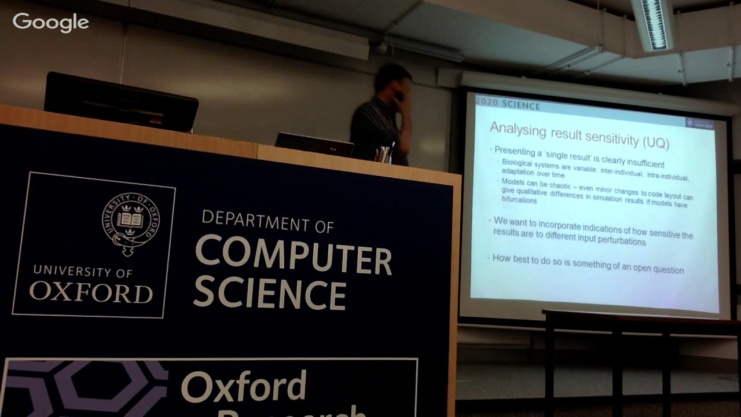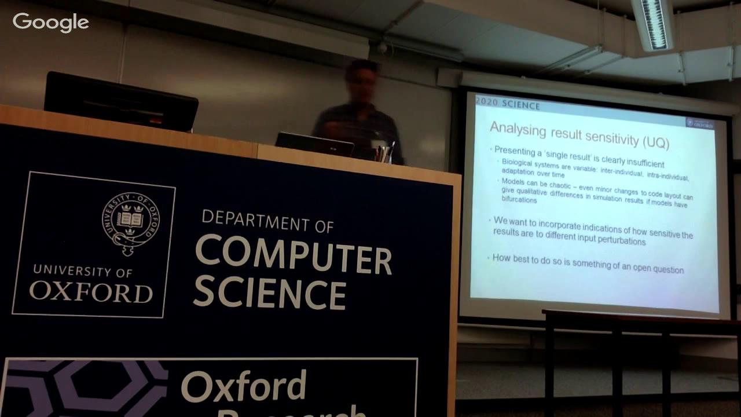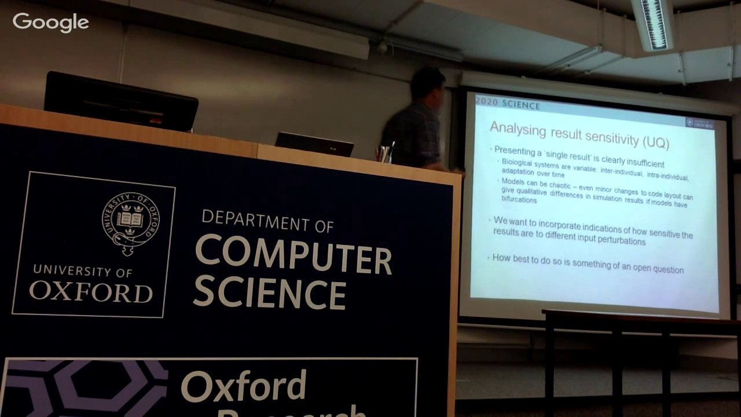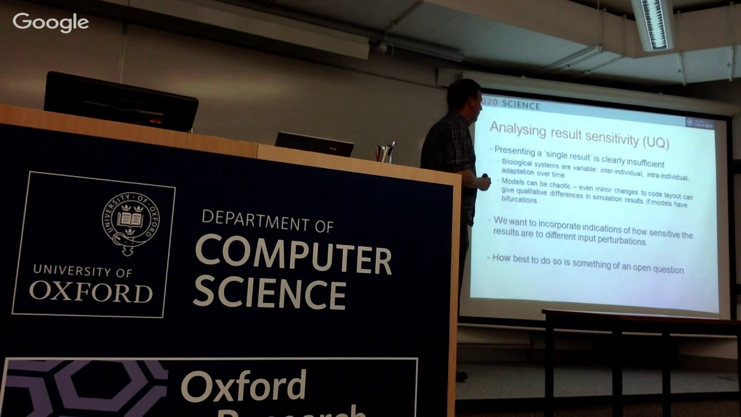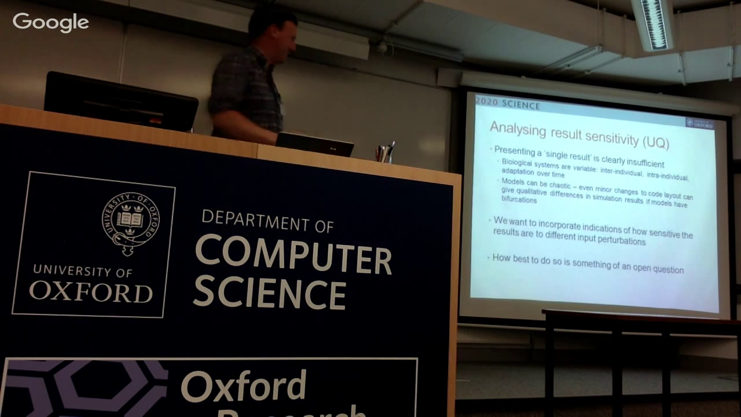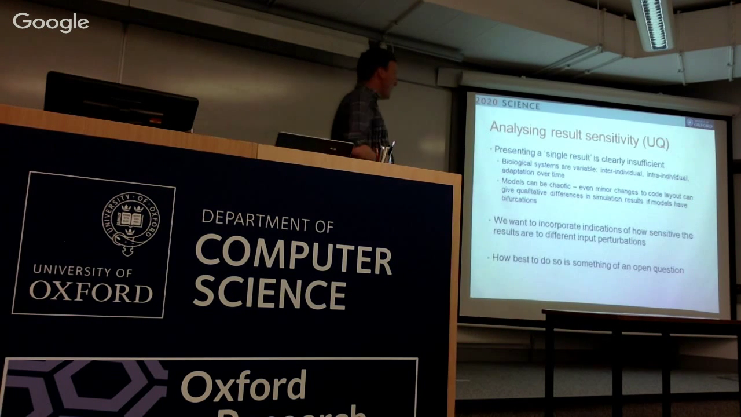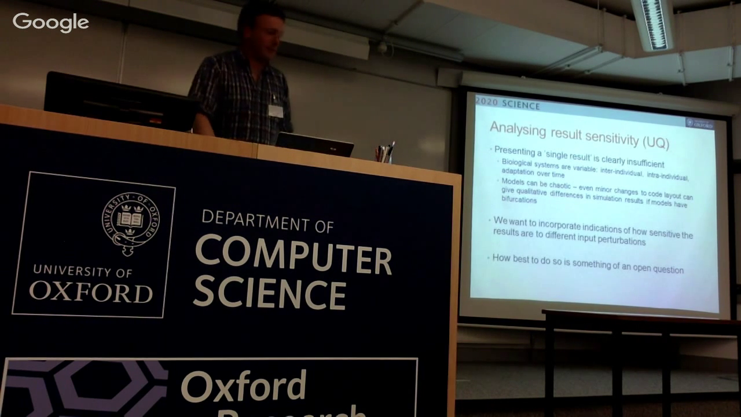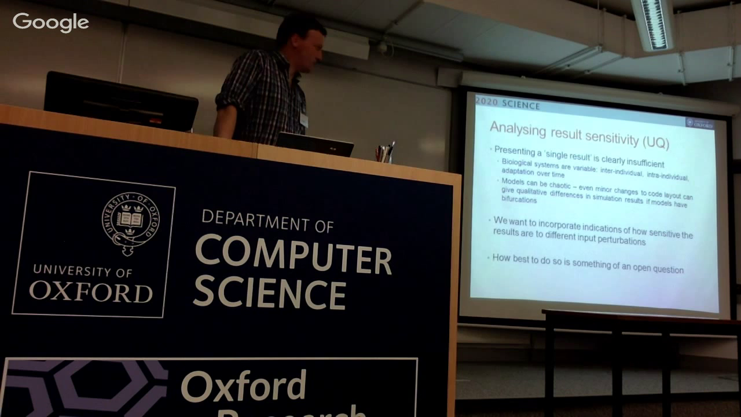Yeah, so we've seen that we quite like to move away from point predictions and point parameter sets, which is something called uncertainty quantification in the engineering literature. And that's one way to start to tackle all the variability that you find in biological systems.